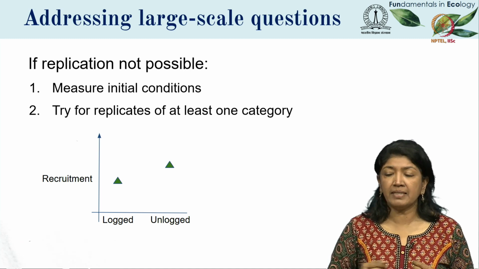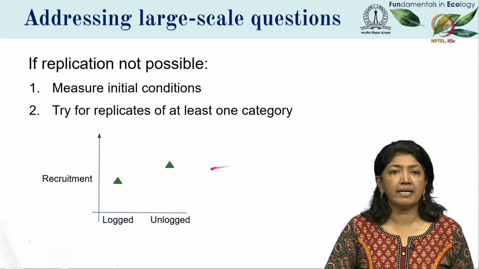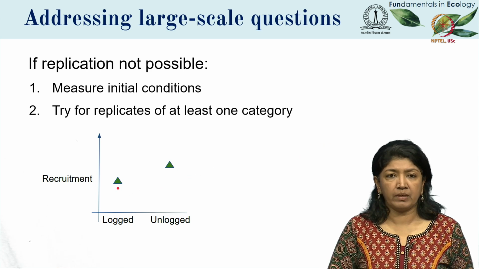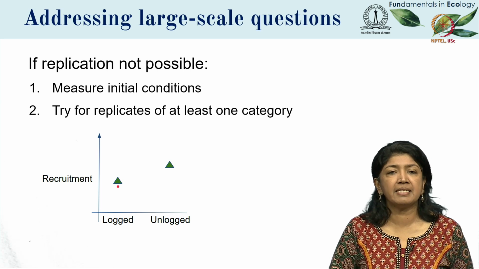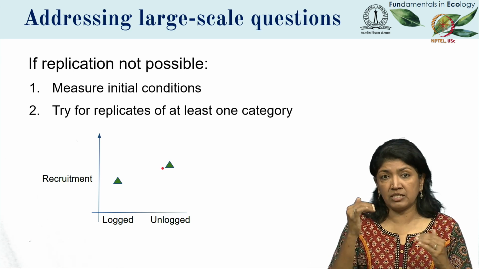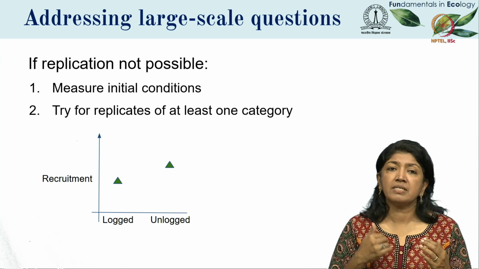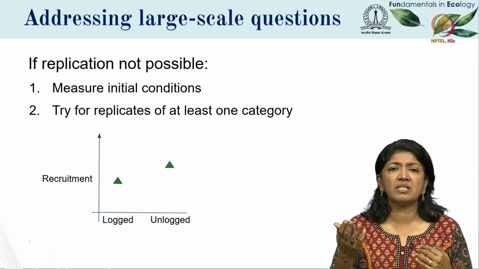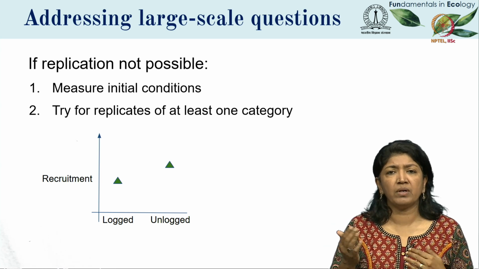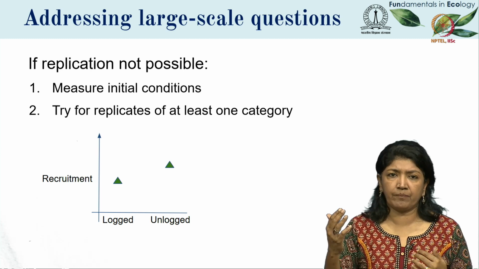What do I mean by this? Imagine that these are the estimates I get from measuring one logged forest and one unlogged forest. Like I mentioned, I do not know whether this is a true difference or something that happens just by chance, because there are so many things that could be different between F1 and F2, including just stochasticity.